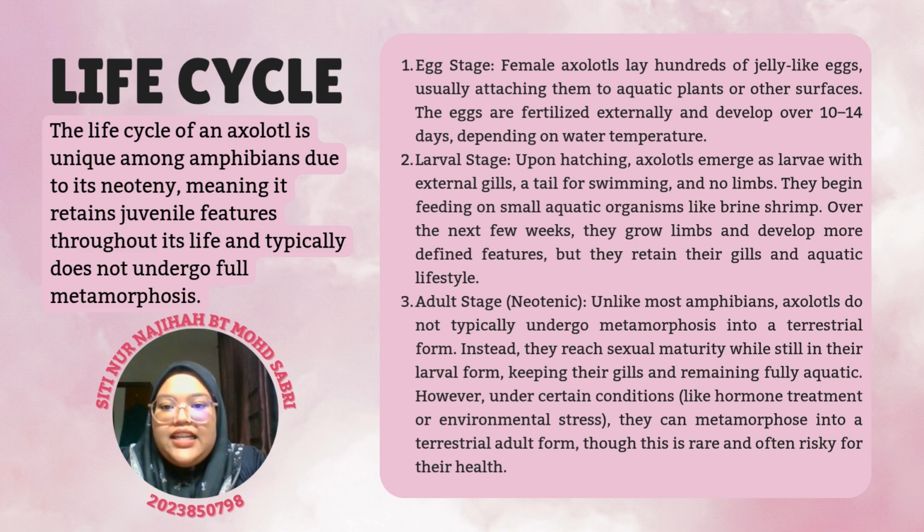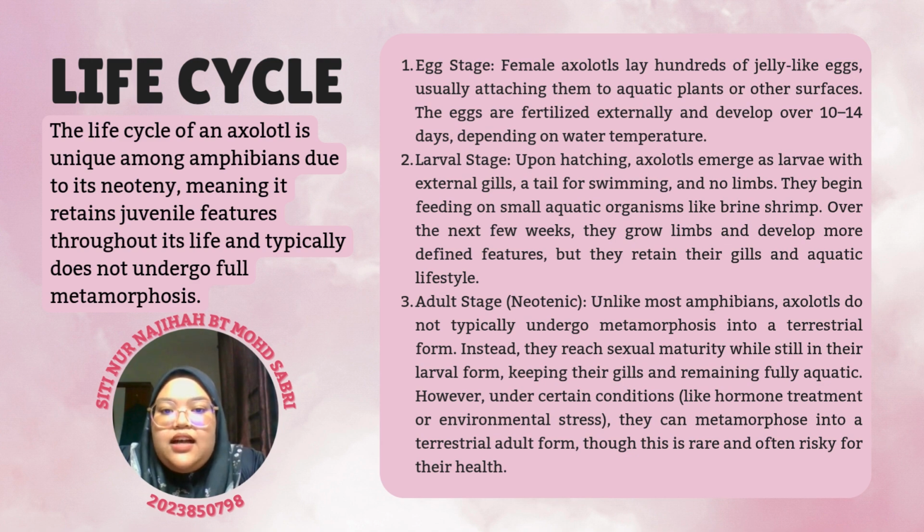Life cycle. The life cycle of an axolotl is unique among amphibians due to its neoteny, meaning it retains juvenile features throughout its life and typically does not undergo full metamorphosis. First, egg stage. Female axolotls lay hundreds of jelly-like eggs, usually attaching them to aquatic plants or other surfaces. The eggs are fertilized externally and develop over 10 to 14 days depending on water temperature.